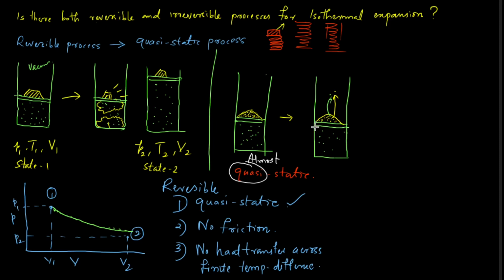What happens when there is friction? If there is friction, when we take the grain of sand, there will be rubbing between the piston and the cylinder. That friction will produce some heat. A small quantity of heat will be produced. That will go to the surroundings, or it can increase the temperature of the system.